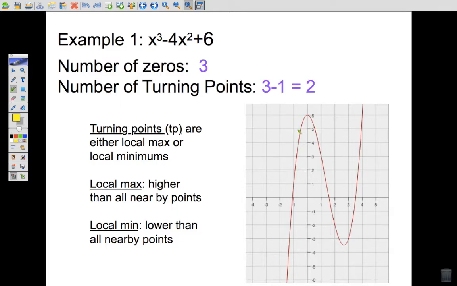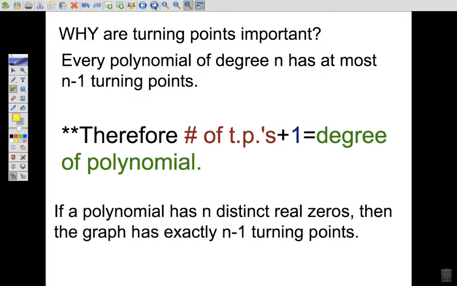We're calling this point up here the local maximum because it's higher than all the points nearby. This polynomial actually continues going on infinitely up here, so the maximum is, well, up there in infinity, but we're calling this the local maximum. This is the local minimum because it's lower than all the other points that are nearby. Let's take a look at another example.